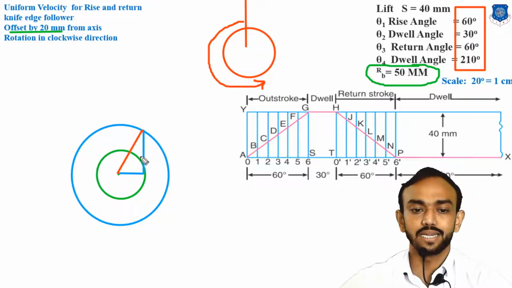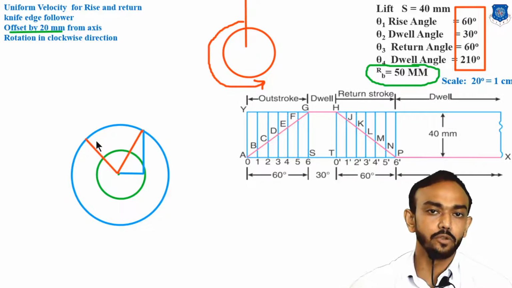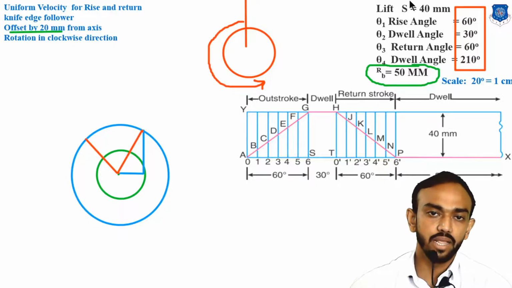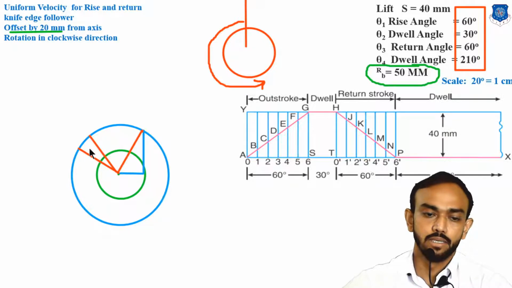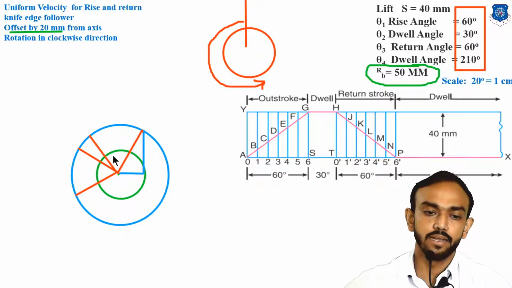So let's start. Divide this circle into these 4 angles: 60, 30. But remember that whenever you divide this circle into these 4 parts, theta 1, 2, 3, 4, don't extend the line out of the circle. Make this line up to the base circle only. So this is 60, 30, and then 60 and 210. I have divided this circle into these 4 angles.